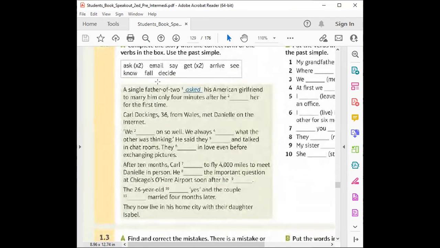Okay. Let me do the first paragraph for you. So, a single father of two asked his American friend to marry him only 4 minutes after he saw her for the first time. Okay, let me write. So, the past of see. Carl Docking, 36 from Wales, met Daniel on the internet. So I want now, Layla, can you continue?